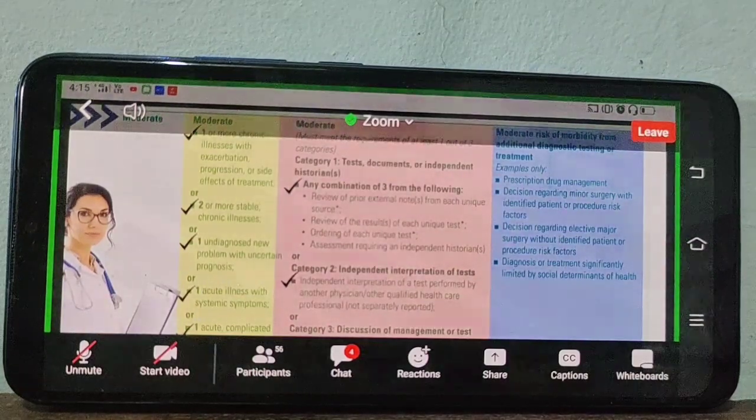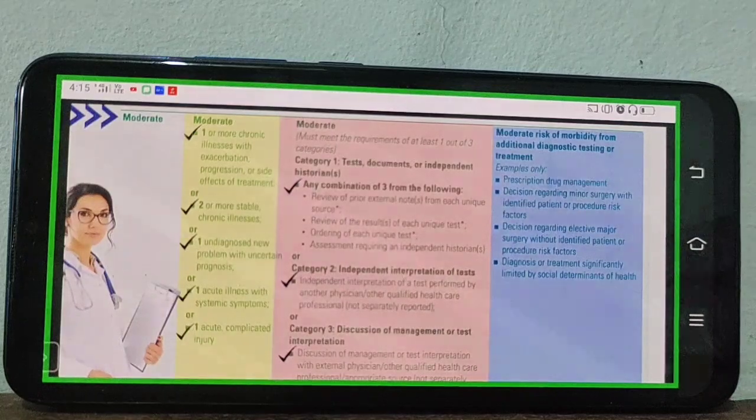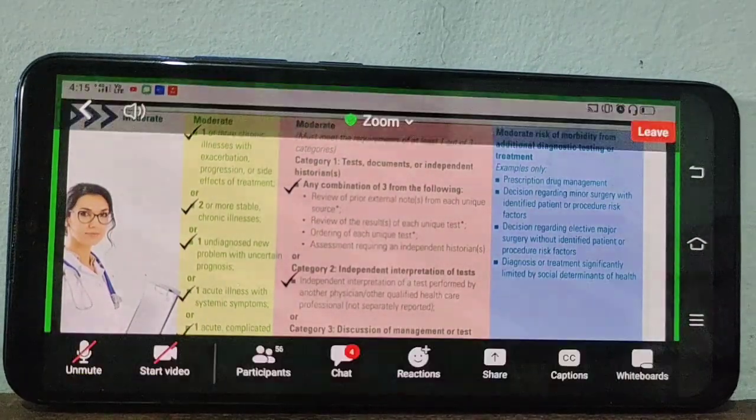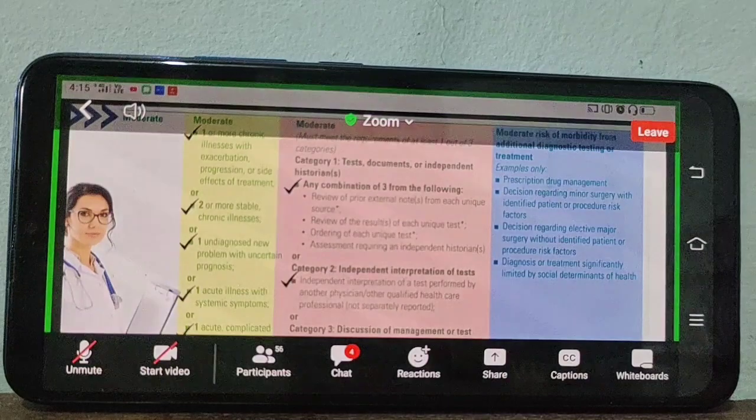So if a patient has only one undiagnosed new problem, that will get 1 point. Or one acute illness with systemic symptoms. Example, COVID-19.